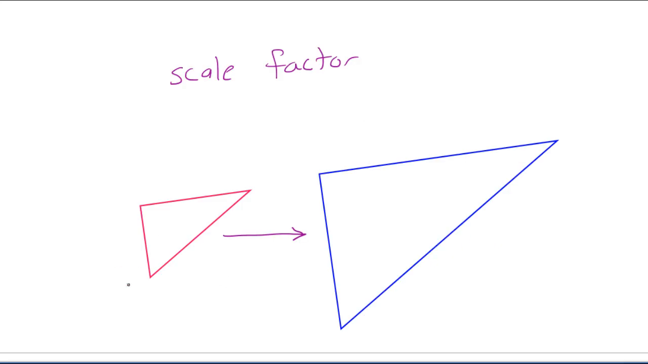On the other hand, if the dilation was one where the triangle is getting bigger, like if this is the preimage and this is the image, then now, for example, the scale factor might be 2. So this is where if this side were length 3, then this side would be length 6.